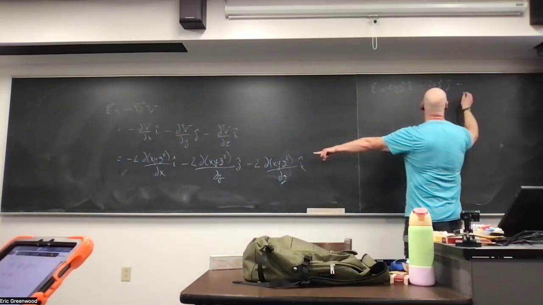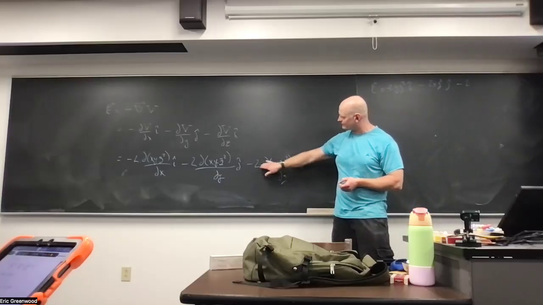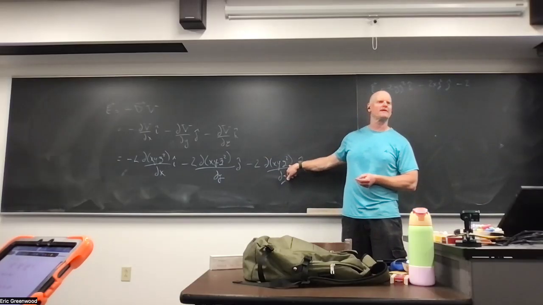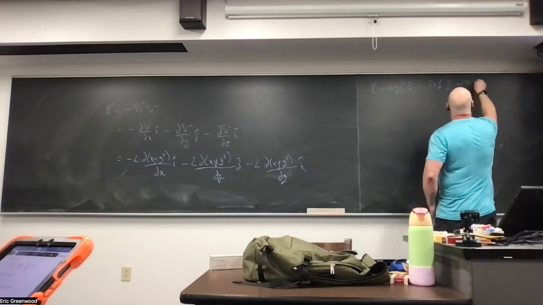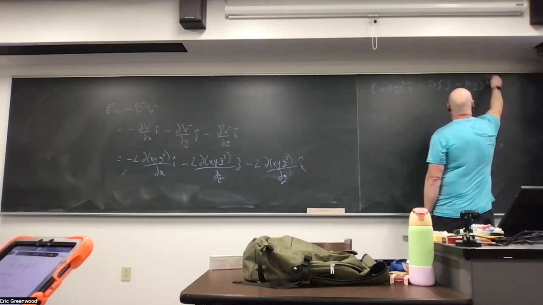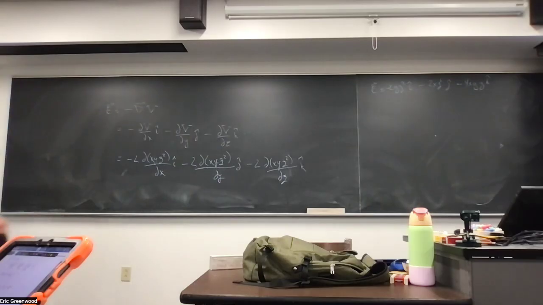And I'm going to get a minus 2 times, again, x and y here are constants with respect to z. I'm going to pull them out. What's the derivative of z squared with respect to z? 2z. So this is going to be the same thing as minus 4xyz in the k hat direction. Okay, so this is my electric field at any point in space.